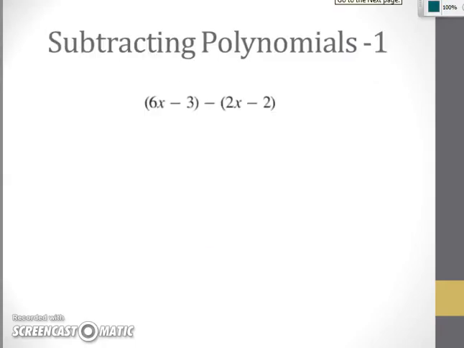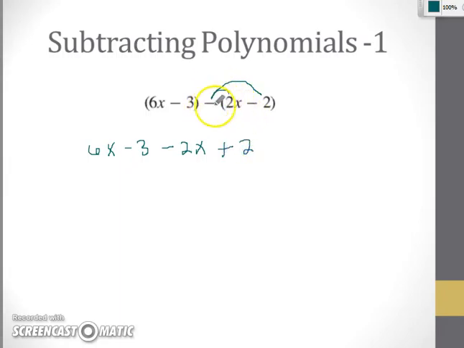Now, subtraction is a little bit different. You're still combining like terms, but this is where the subtraction is important, because you want to make sure you subtract both terms that are in that second group. So this first one will stay the same, just as 6x minus 3, but we're subtracting a 2x, so minus 2x, and we're subtracting a negative 2. When you subtract a negative, it's like adding a positive. So it's actually plus 2.